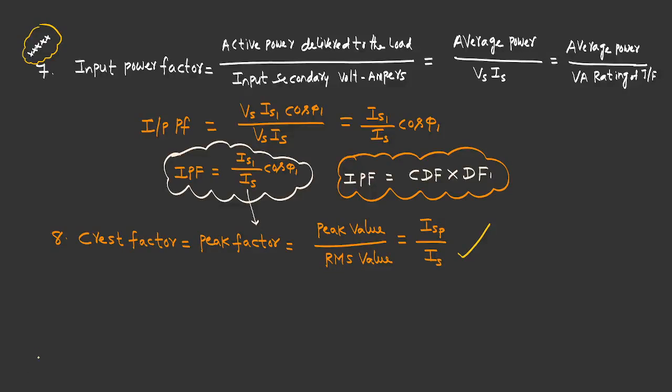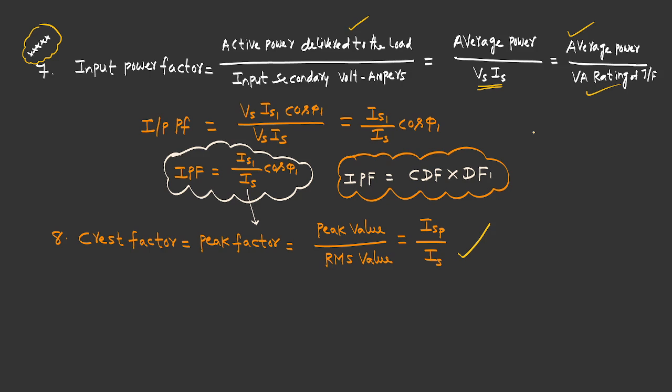You have to consider different computations. That is, input power factor equals active power delivered to the load by input secondary volt ampere, or average power by input secondary volt ampere. Here, active power is nothing but which power, students? Active power is nothing but average power. Here, input secondary volt amperes means the VA rating of the transformer.